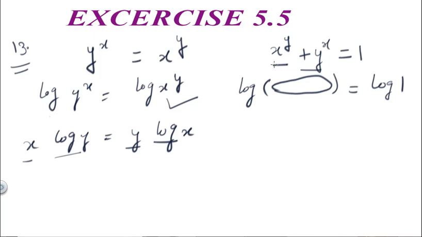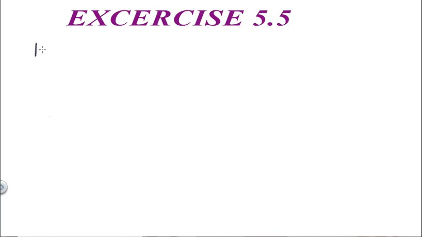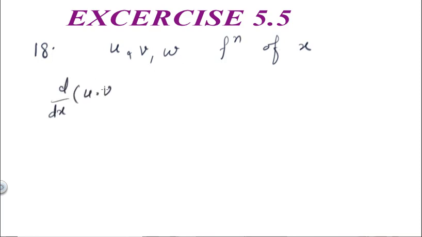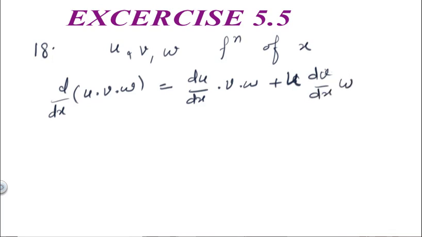Let me discuss now question number 18. What is given in question number 18 is that there are three functions u, v and w, and these three are functions of x. Then they're asking you to prove that if we differentiate the product of these three, we should get the answer as, first of all, du by dx times v times w, plus u as it is, differentiation of v, into w, plus u v as it is and differentiation of w. This we have to prove.